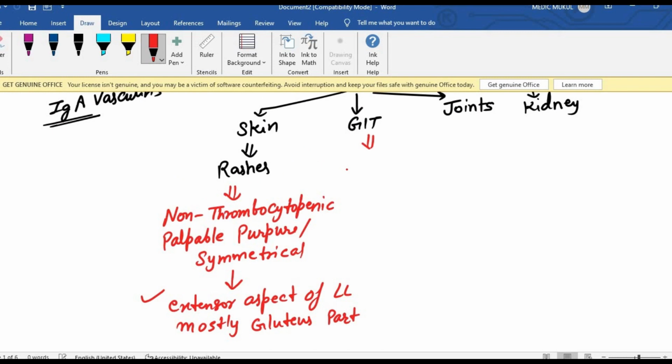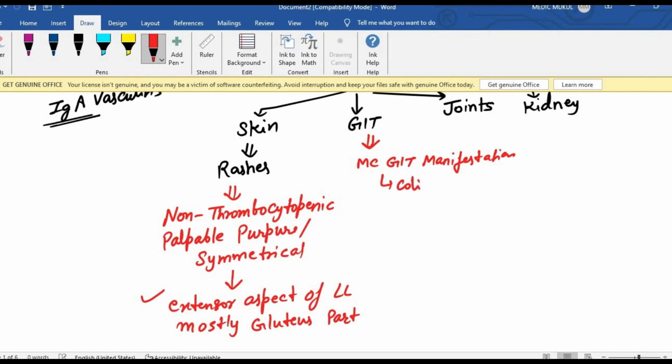In the GIT, around 50 to 60% of patients have IgA deposits, and mostly in these cases the GIT abnormality will be followed by rashes. So first the rashes will be there, after that the GIT abnormality. Which is the most common GIT manifestation?